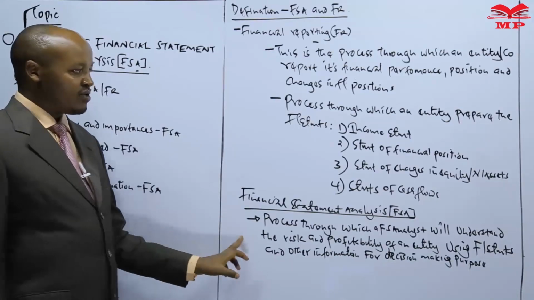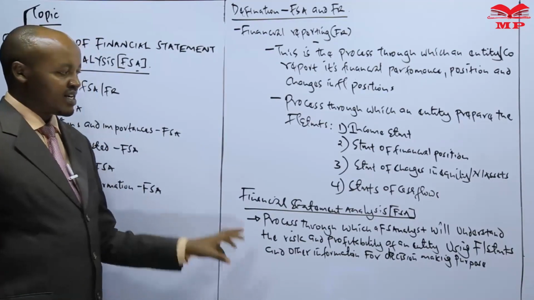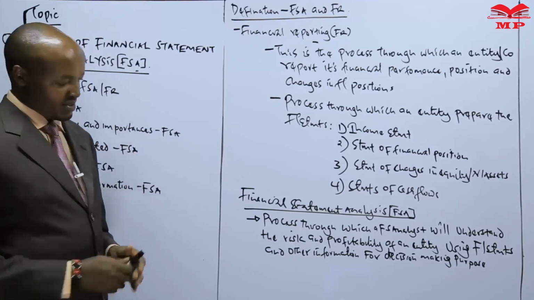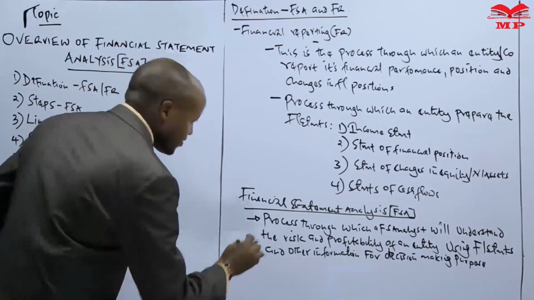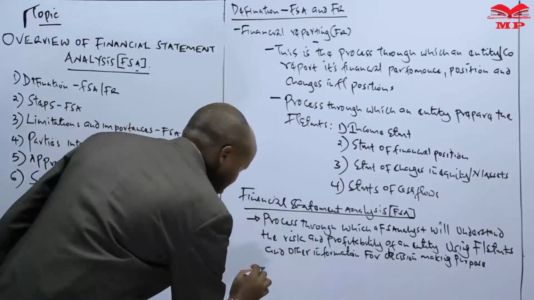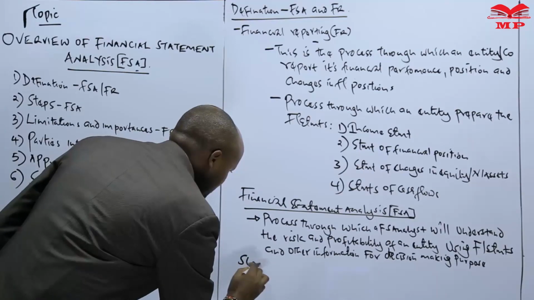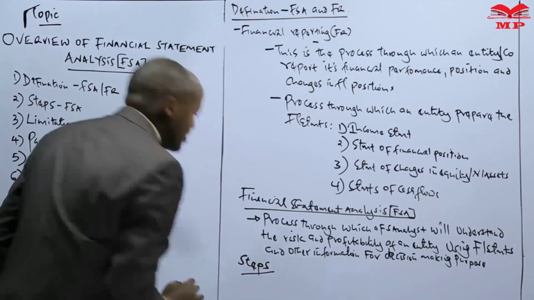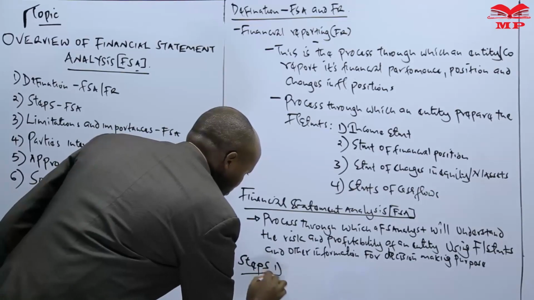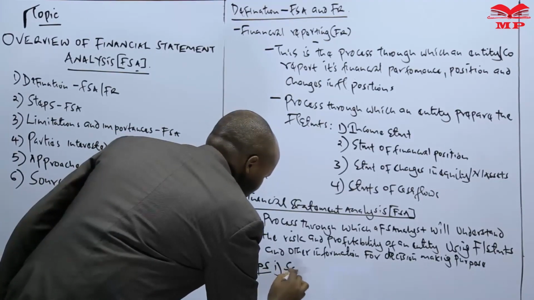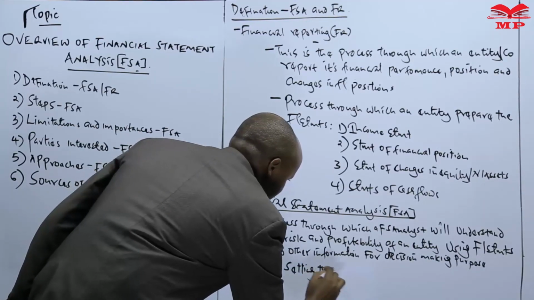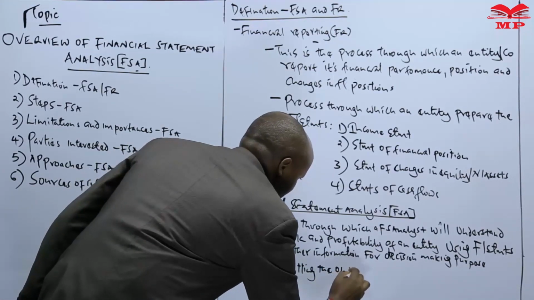Now, whenever this financial statement analysis is to be done, there are particular steps which are supposed to be followed by this person we have referred to as a financial statement analyst. In our case we have 6 steps which are followed in financial statement analysis. One is setting the objective of the analysis.